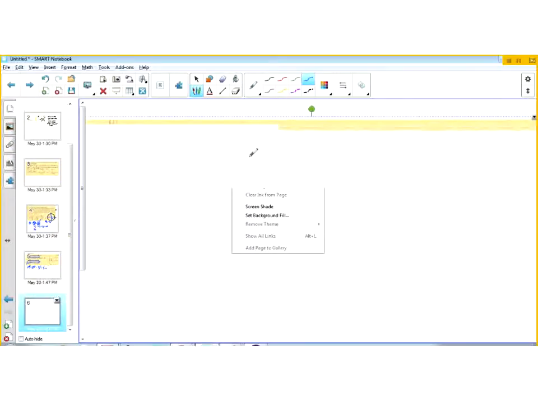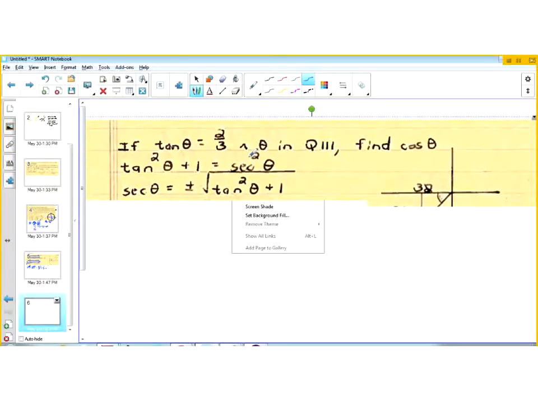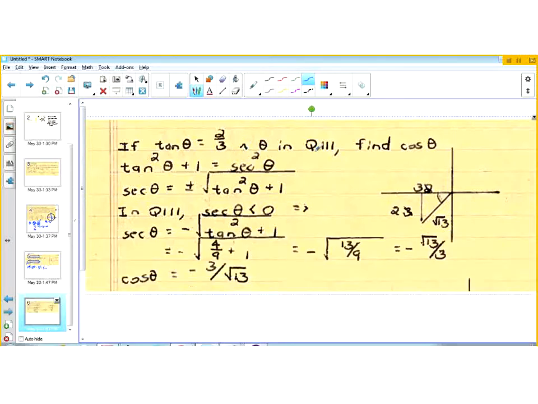So let me paste one into the whiteboard. And you'll see a lot of WebAssign questions like this. Okay, so if the tangent of theta is 2/3 and theta is in the third quadrant, we want to find the cosine of theta.